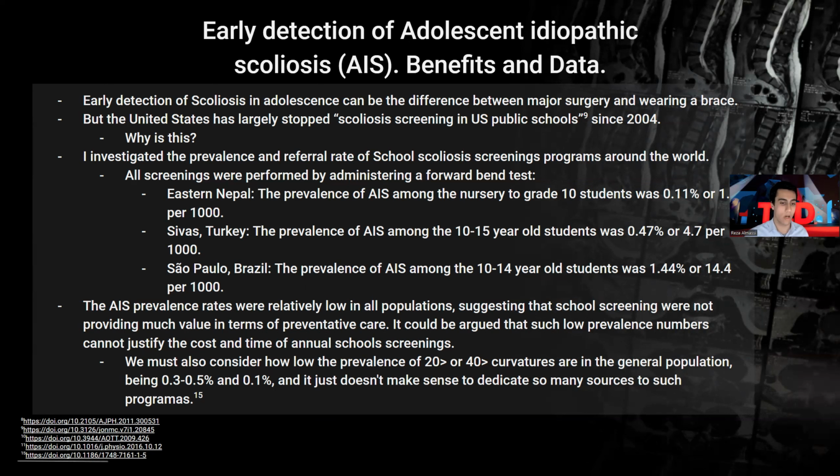This lack of prevalence among adolescents seems to suggest a routine scoliosis screen is unnecessary, especially when considering the extremely low rates of severe scoliosis in the general population.